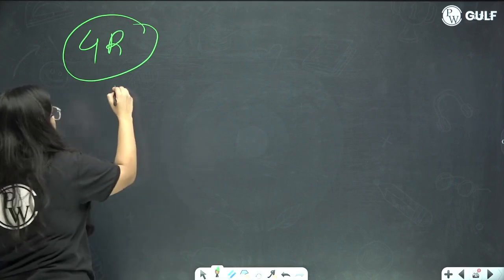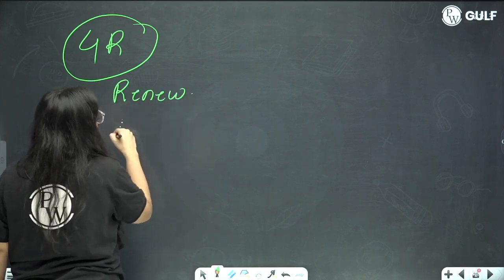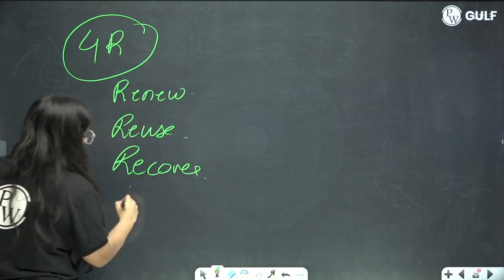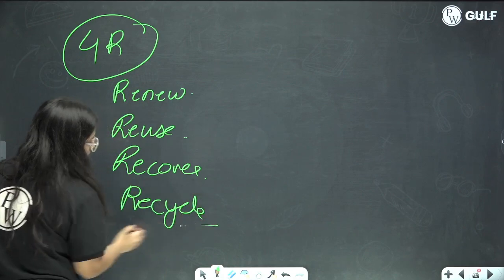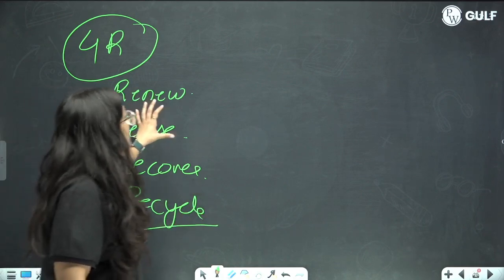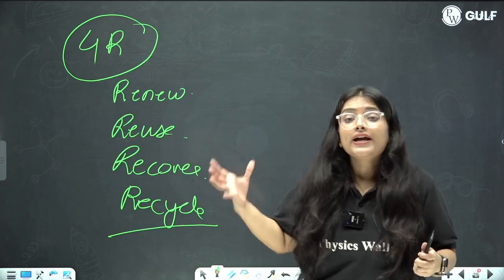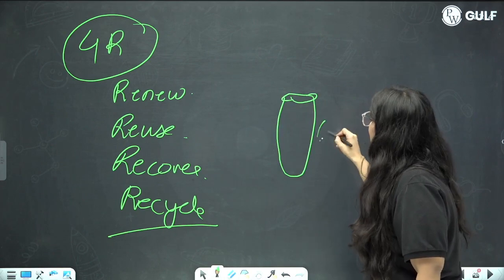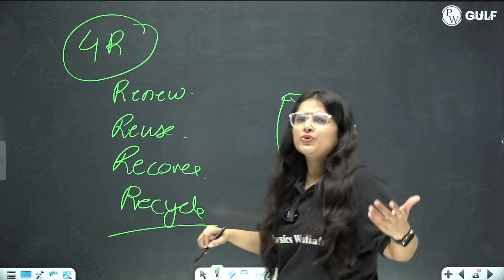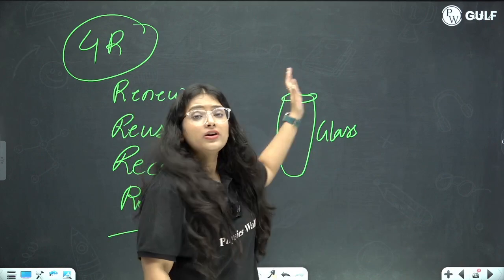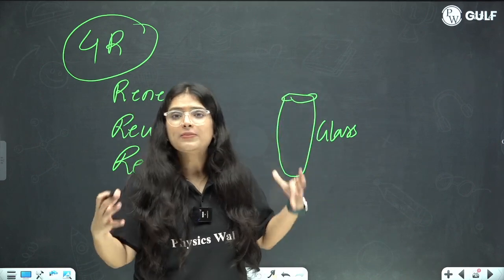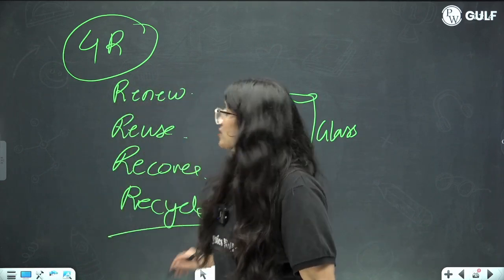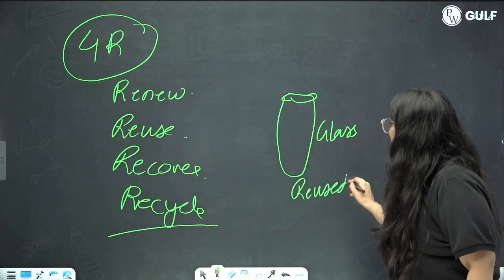The 4R technique: renew, reuse, recover, and recycle. All right. That means, suppose we have this plastic bottle or a glass bottle, right? Say we have ordered a juice or some cold drink in this glass bottle, so it can be renewed. You can make it into some ornamental or aesthetic thing, right? Again, you can reuse this thing.